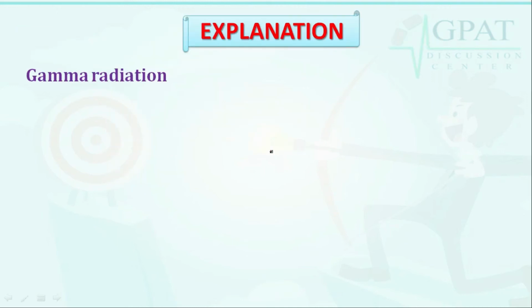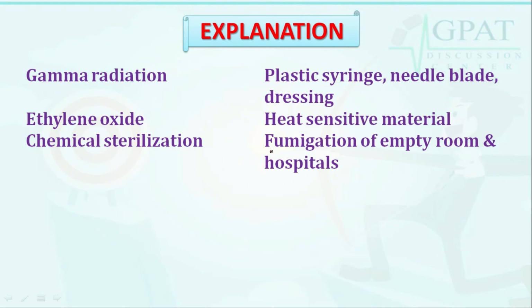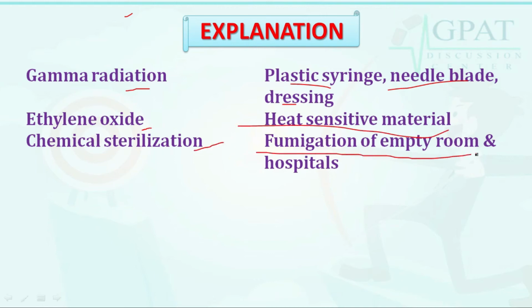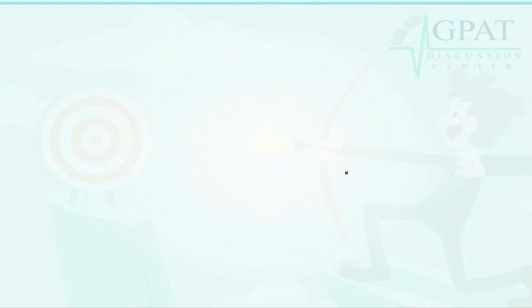Let's discuss with the help of explanation. So here we have a simple question: gamma radiation is used for plastic syringes, needles, blades and dressings, and ethylene oxide is used for heat sensitive materials. For chemical sterilization, fumigation of empty rooms and hospitals can be done. So it's all about this question. Moving on to the next question.